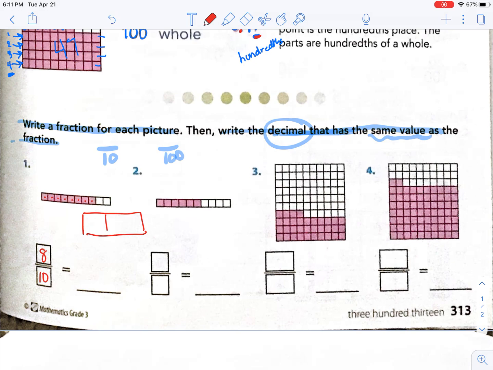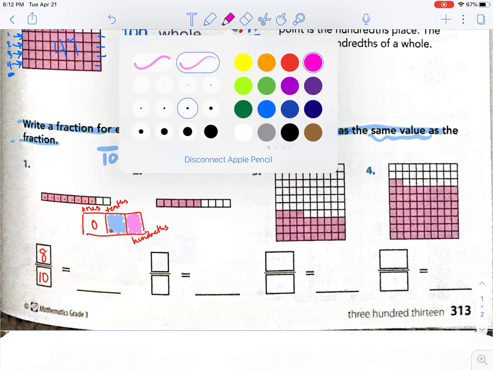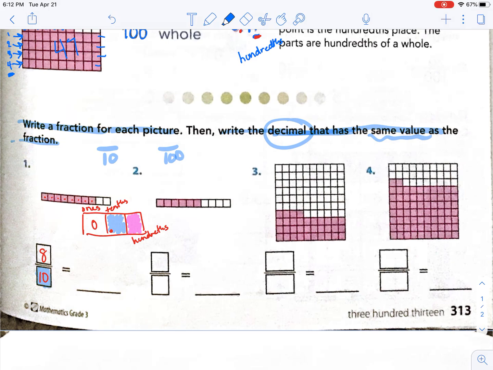I'm going to show you what they are again. Here's the ones. They're all going to have no holes. We have the tenths and we have the hundredths. If it's to the tenths, boys and girls, the place value is going to be 1 over from the decimal, 1 to the right of the decimal.